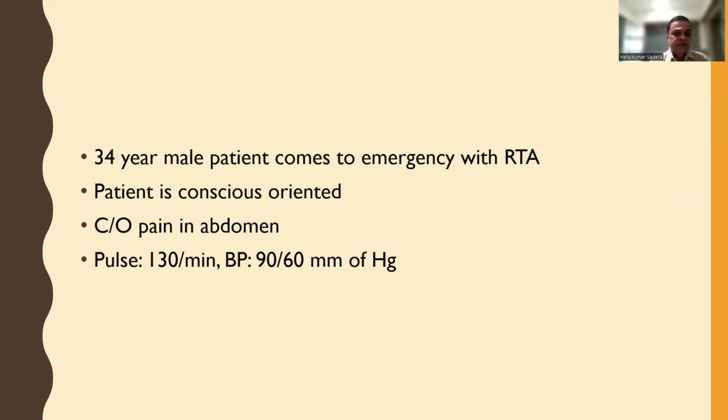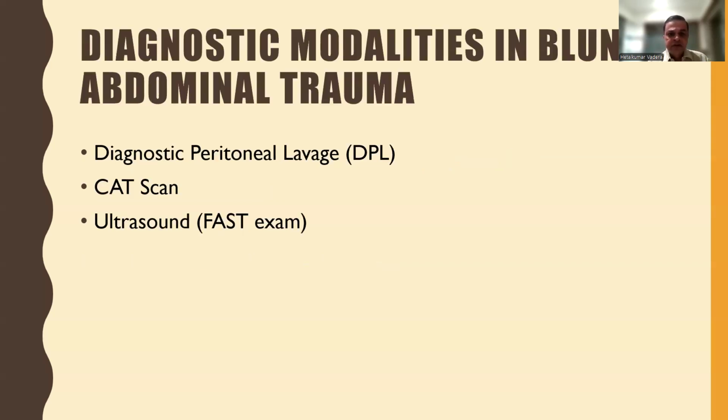We will start with a case. A 34-year-old male patient comes to the emergency with a road traffic accident. The patient is conscious and oriented, but slowly deteriorating. The patient is complaining of pain in the abdomen. Pulse is 130 per minute. Initially BP is 90 by 60, but slowly BP is going down and pulse is increasing. So in such cases, we will suspect some blunt abdominal trauma.